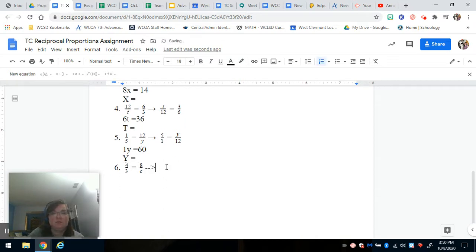All right, last one. The reciprocal of 4 over 3 is 3 over 4. Set that equal to the other part of our proportion, and the reciprocal of 8 over c is c over 8. So then we cross multiply, and we end up with 4 times c equals 8 times 3, which is 24. To get c by itself, we need to divide both sides by 4. So 4c divided by 4 is c, and then we're going to divide 24 by 4 to find our answer.